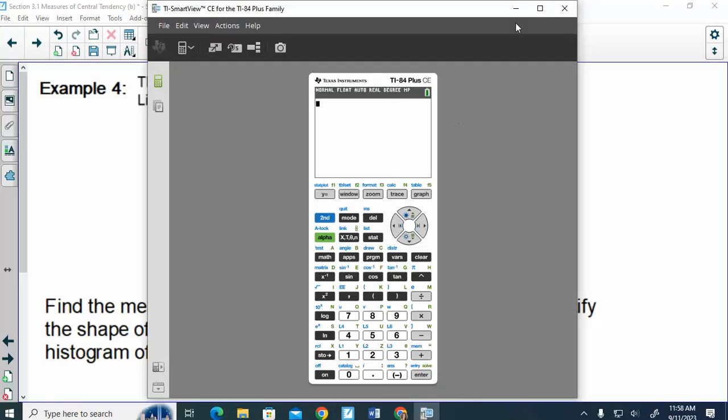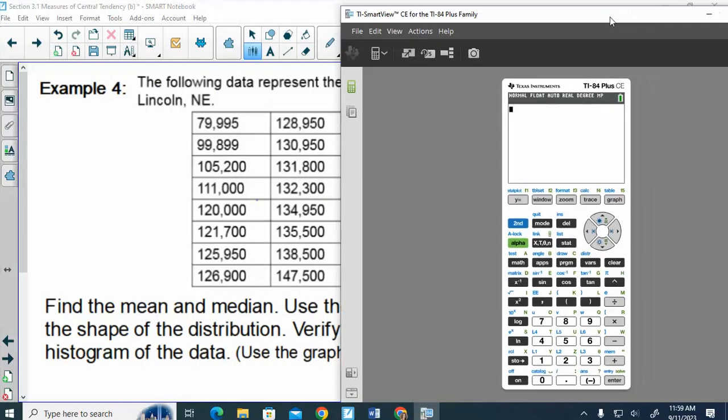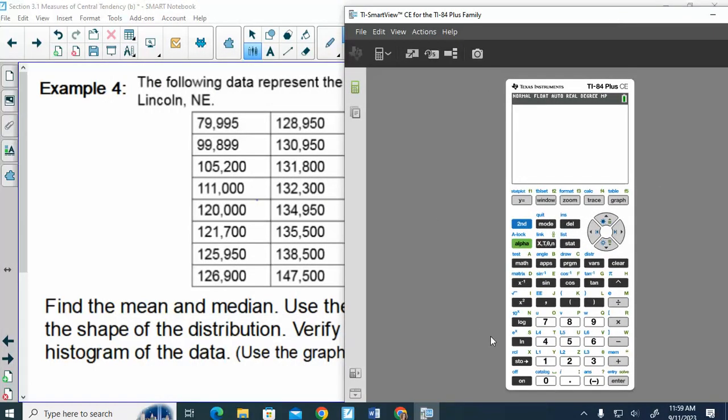So, on your calculator, we're going to go to Stat, Edit. You probably have data in L1, so remember you can use your up arrow so that you have L1 highlighted. Do Clear, Enter. That will clear everything out. I'm going to put all of this in L1. So all of these numbers go in L1.